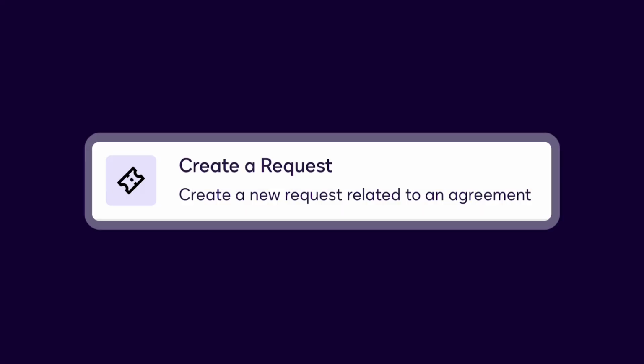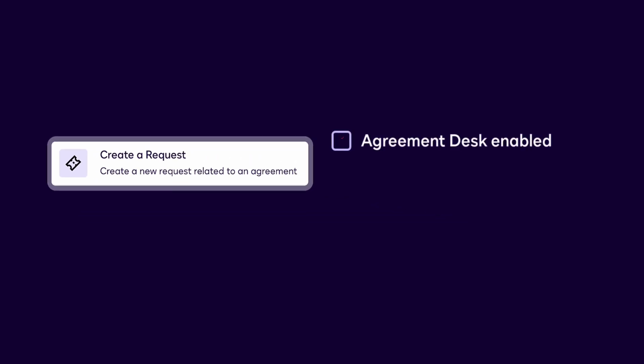The Create a Request step generates an Agreement Desk request automatically. It pulls data and documents directly from earlier steps or from an API call. Before you begin, make sure Agreement Desk is enabled in your account and that you have at least one request type set up for your use case.